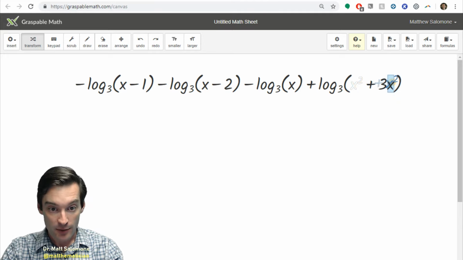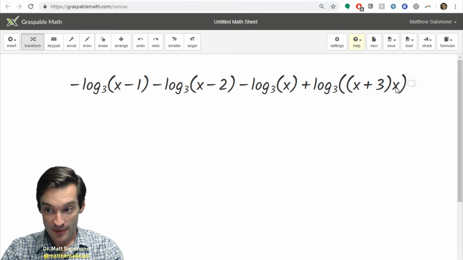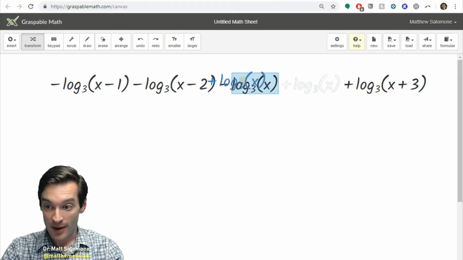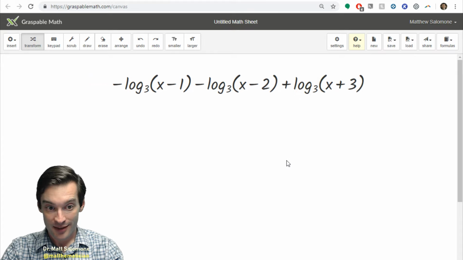If I factor out an x from that expression, x times x plus 3, now I can rescue this x times x plus 3. That multiplication inside becomes addition on the outside, plus log of x. And once again, I've got a plus log of x and a minus log of x that cancel one another out. And now I'm finished. Now I've done all of my simplifying using the properties of logs.